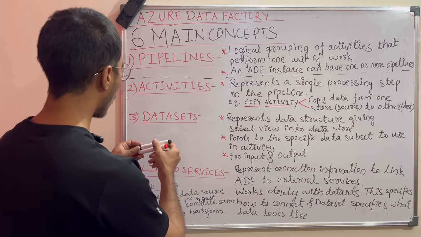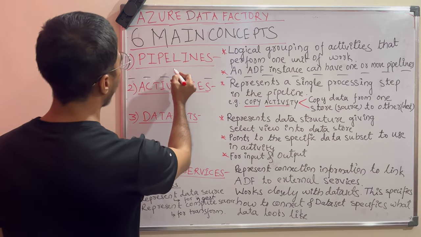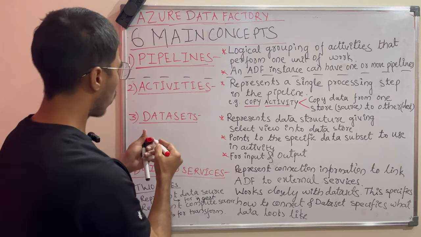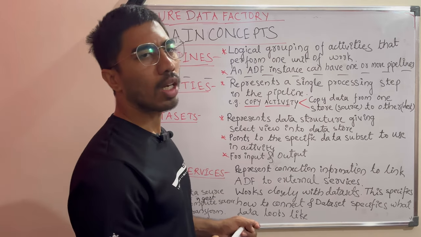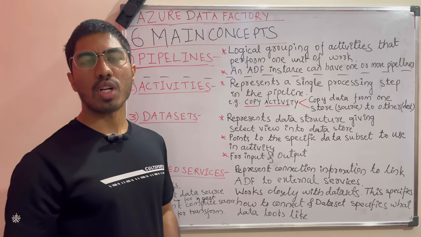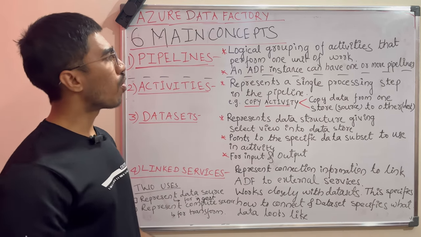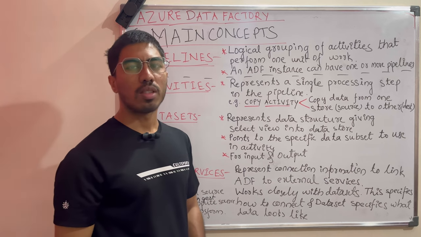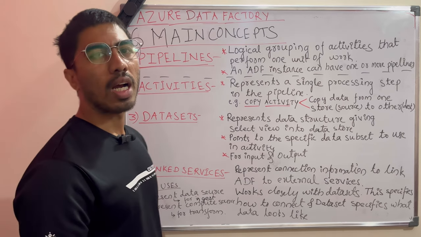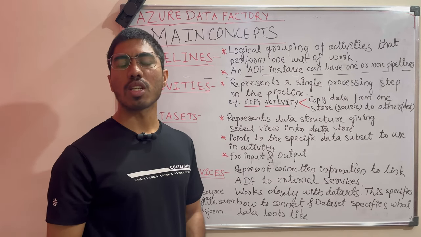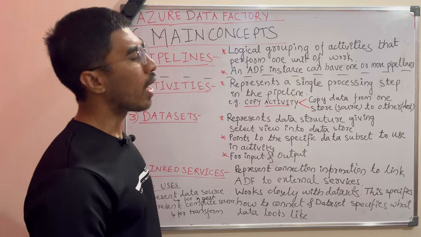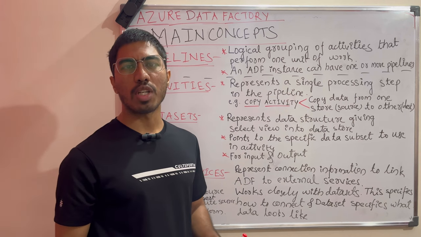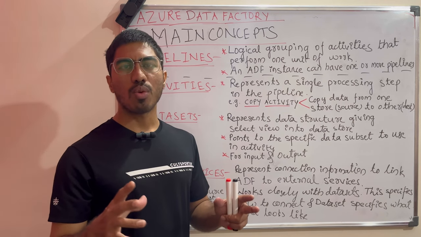The first one is pipelines. Pipelines are a logical grouping of activities that perform one unit of work. An ADF instance can have one or more pipelines. This pipeline has a set of activities which perform one unit of work together.